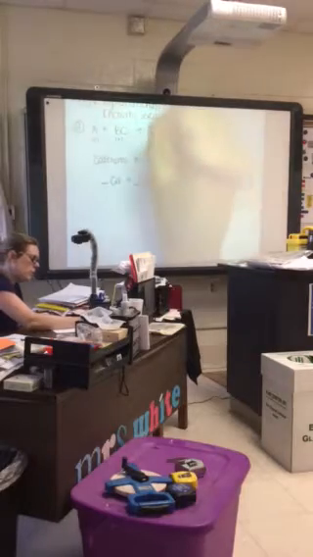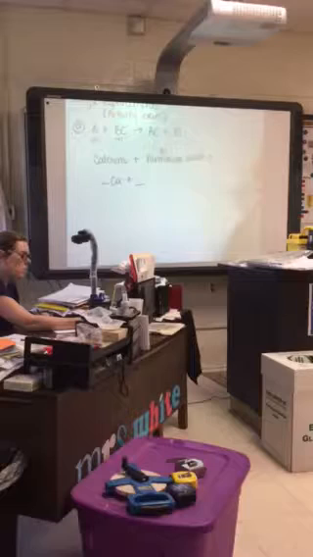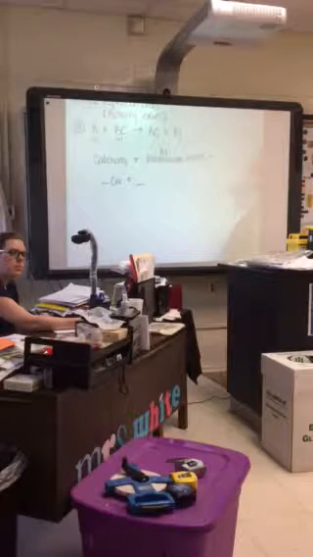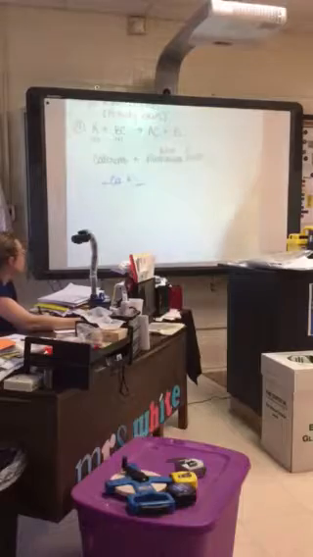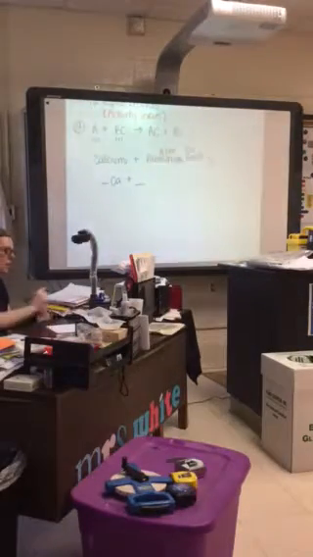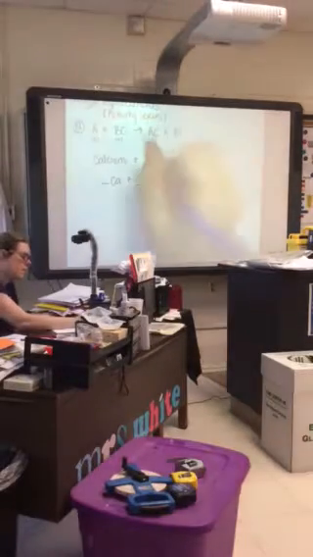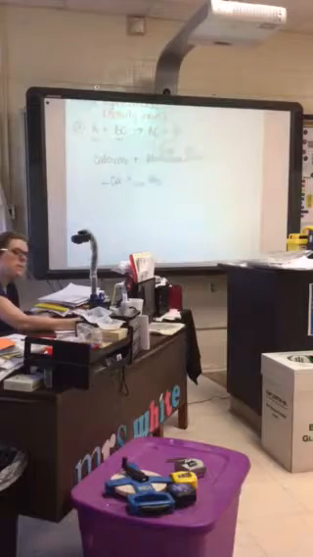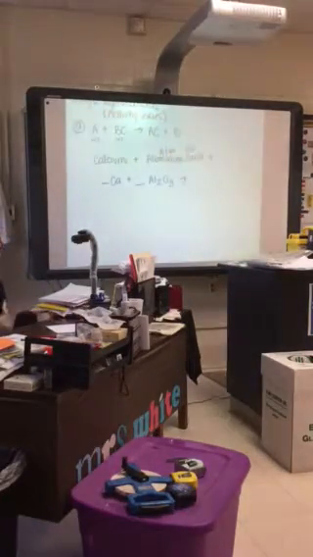So aluminum is Al, and what is its oxidation number? Three. And oxide is O, and its oxidation number is 2 negative. So how would I write that compound? Good. Al2O3.